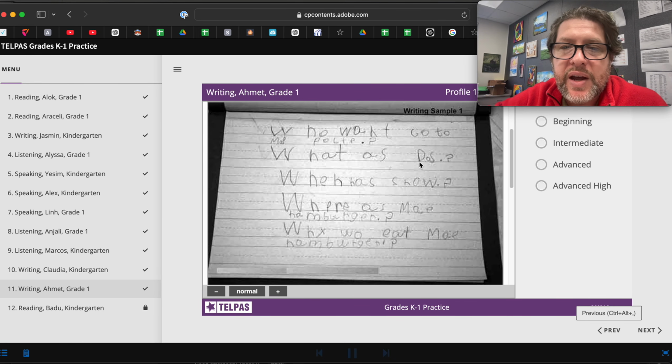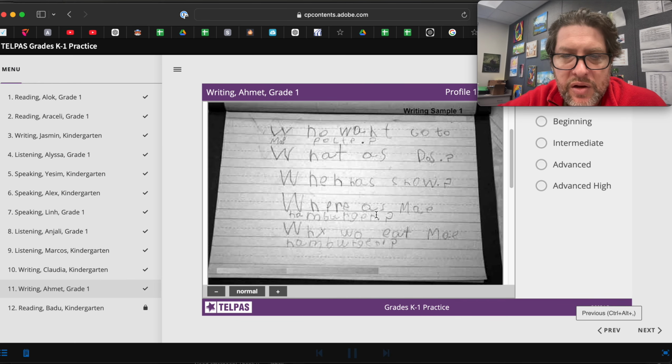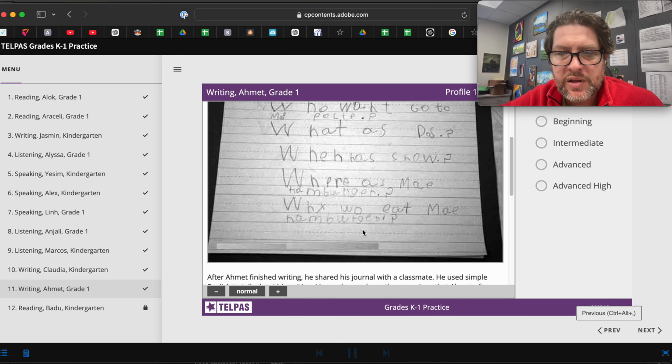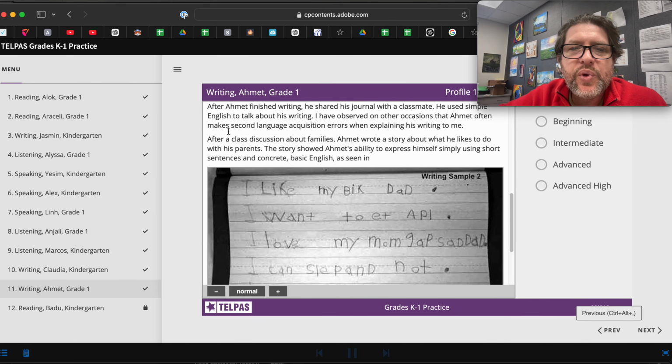And if you look at his writing here, who want go to police? What as does? I need first grade reading instruction. When has snow? Where are may hamburger? Why we eat more hamburger? Okay. Shared, he used simple English, there's the key word, simple, to talk about his writing.